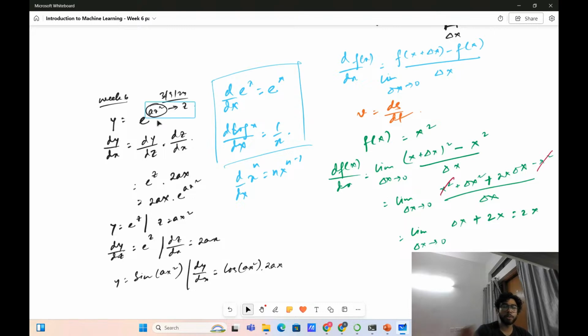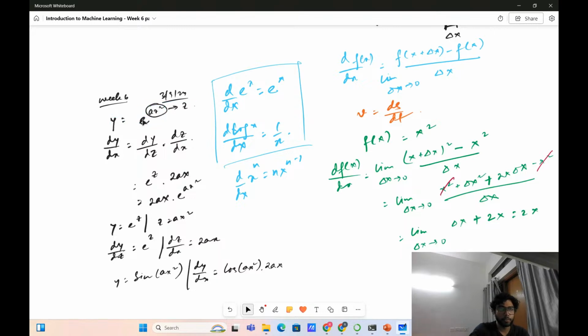Now, coming to chain rule. These are some simple functions whose derivative you can memorize. But let's say instead of directly giving e to the power of x, you're given something like e to the power of a x square. Then what will you do? Then you have to use chain rule. So what do I mean by chain rule?